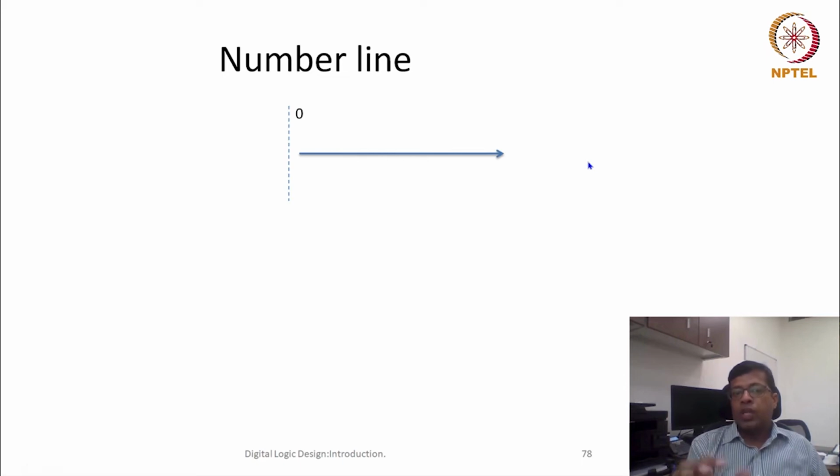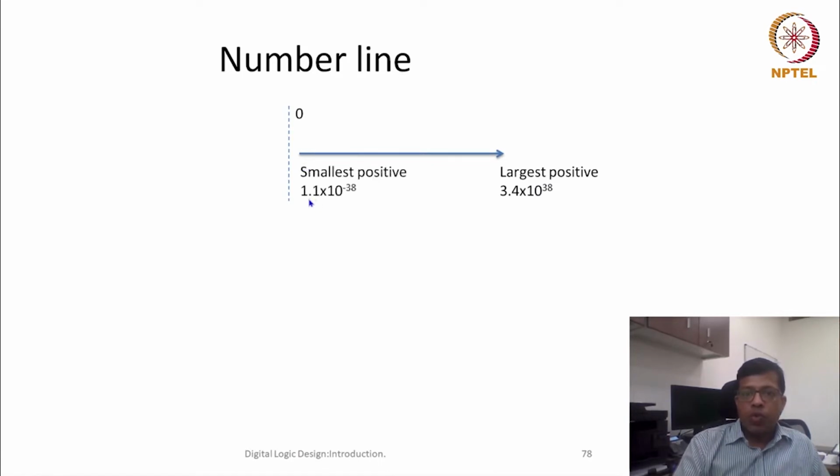If this number line represents what kind of numbers can be represented using a single precision floating point number, then we can see that there is a discontinuity. The smallest number that can be represented is 1.1 into 10 to the power minus 38, and the largest number is 3.4 into 10 to the power 38.